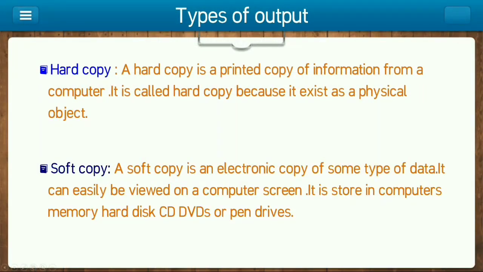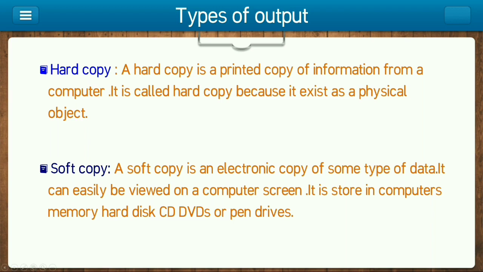Now the types of output. Output we can see on a monitor screen as well as we can take on paper also. So there are two types of output, hard copy and soft copy. A hard copy is a printed copy of information from a computer. It is a hard copy because it exists as a physical object. It means when we take output on paper, it is called hard copy. Like our book and newspaper are examples of hard copy.